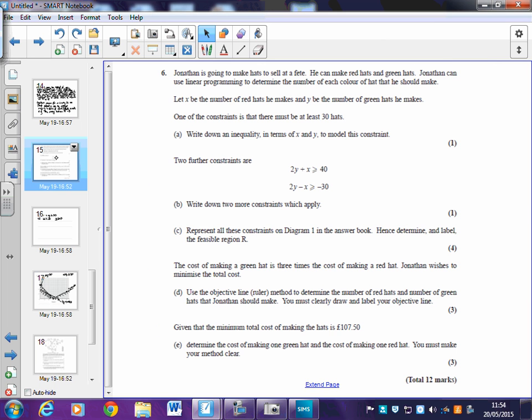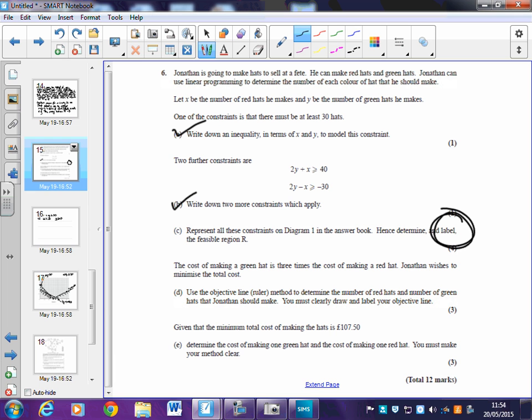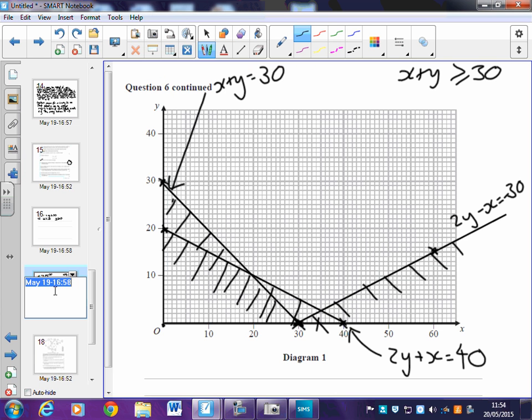Alright, so, didn't tick these off as I went. I did that bit: represent all the constraints in the answer book, hence determine and label the feasible region R. So, this is my feasible region, there, with an R there.